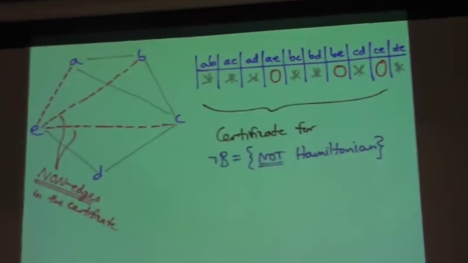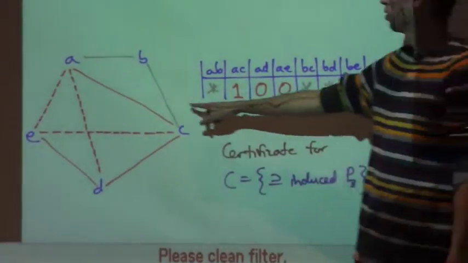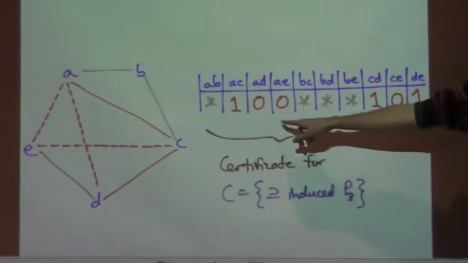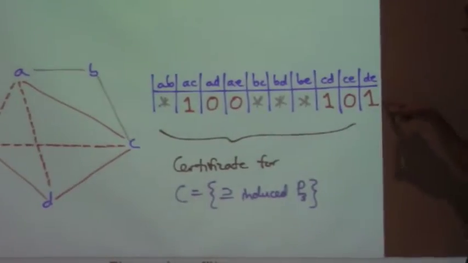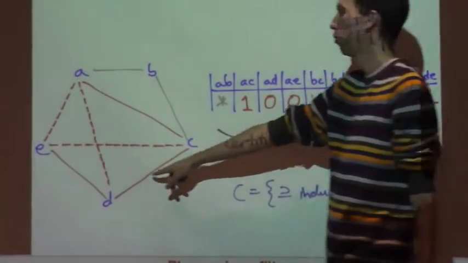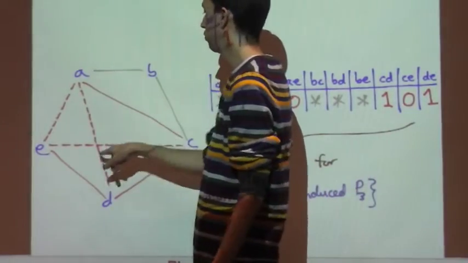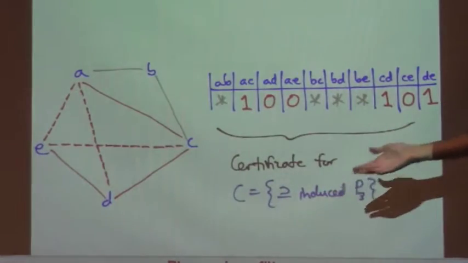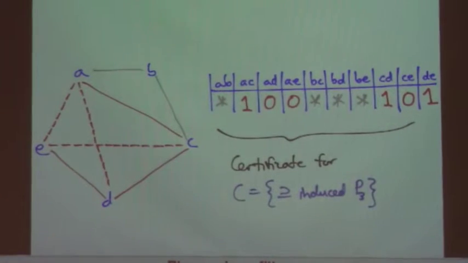Down here, this certificate has both 1s and 0s in it. If I show you these coordinates, which correspond to these 3 edges and these 3 non-edges, then I have proven to you that I have an induced P3.